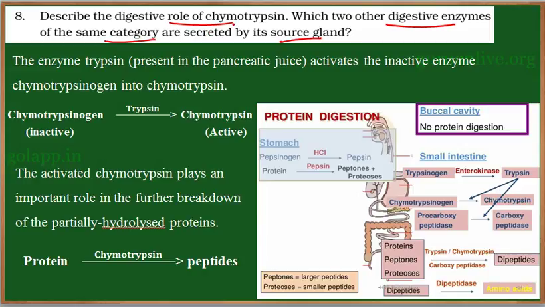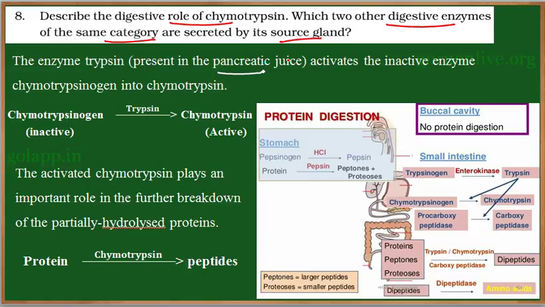So what is chymotrypsin? It is an enzyme which helps in the digestion of protein. That means we need to know two other enzymes which help in the digestion of protein. The question says which two other digestive enzymes of the same category. That means we should learn about the enzymes which help in the digestion of protein and are secreted by its source gland. Chymotrypsin is secreted by the pancreas. So we need to learn the other two digestive enzymes that digest proteins secreted by the pancreas.